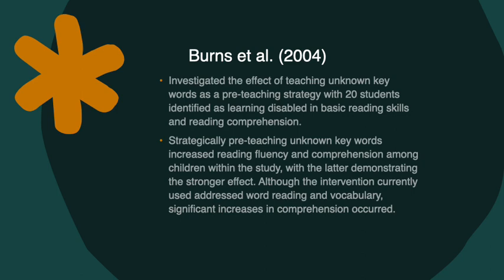unknown words from one passage were taught to the student using the incremental rehearsal model. The unknown words were presented in the same order as they appeared in the passage, and the order remained the same for each student within the grade group. Strategically pre-teaching unknown keywords increased reading fluency and comprehension among children within the study, with the latter demonstrating the stronger effect. Although the intervention currently used addressed word reading and vocabulary, significant increases in comprehension occurred.